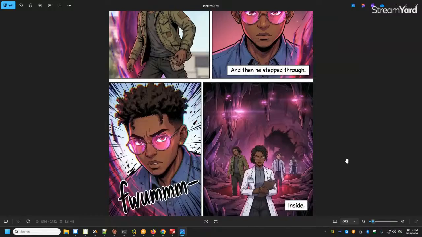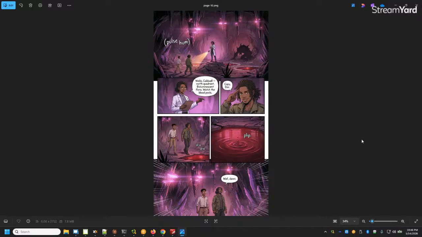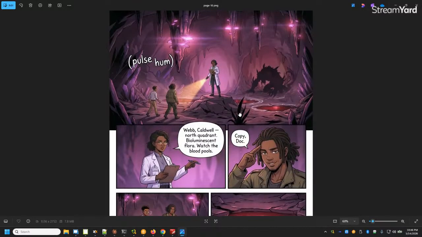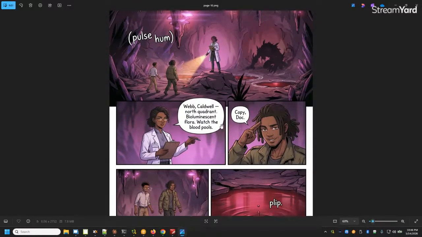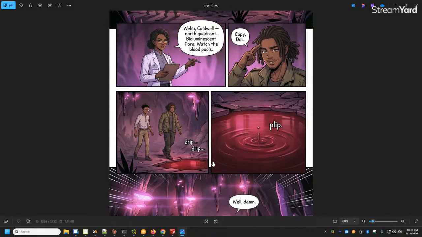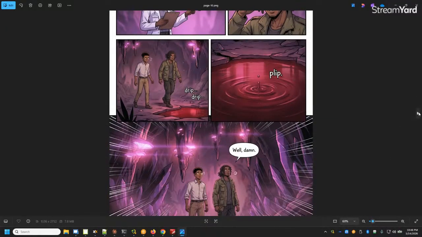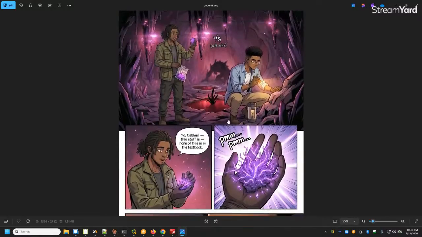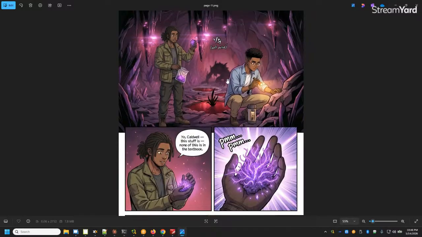All right, so once they're inside the dungeon here, giving orders, copy, doc, North Quadrant, bioluminescent flora, watch the blue blood pools. I can't talk tonight. All right. And then there's a monster waiting. I don't know why there's a monster there, but it's not doing anything. And he's not doing anything.